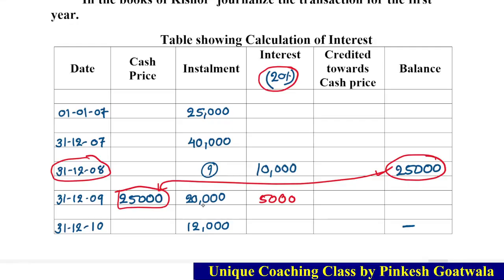Okay, then 20 માંથી 5 less કરીશું, so 15,000 આવશે. Then 25 માંથી 15 less કરીશું, 10,000 આવશે. 10,000 will be transferred here.